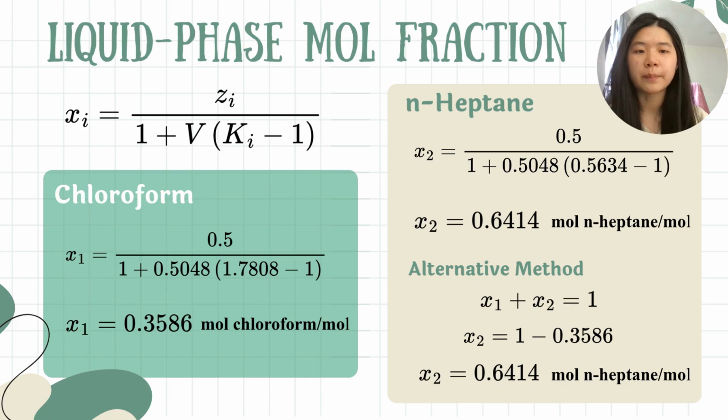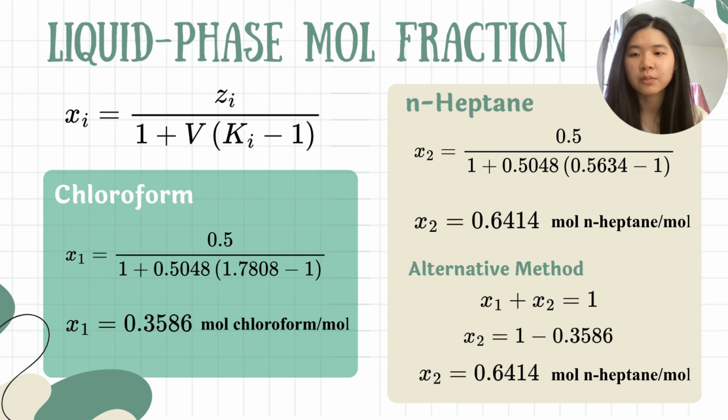After determining the vapor and liquid amounts, the liquid phase mole fraction Xi can also be calculated using the flash equilibrium equation, which is Xi equal to Zi over 1 plus V multiplied by Ki minus 1. By substituting all the values, we can get that the liquid phase mole fraction of chloroform is 0.35x6, while the liquid phase mole fraction of n-Heptane is equal to 0.6414.